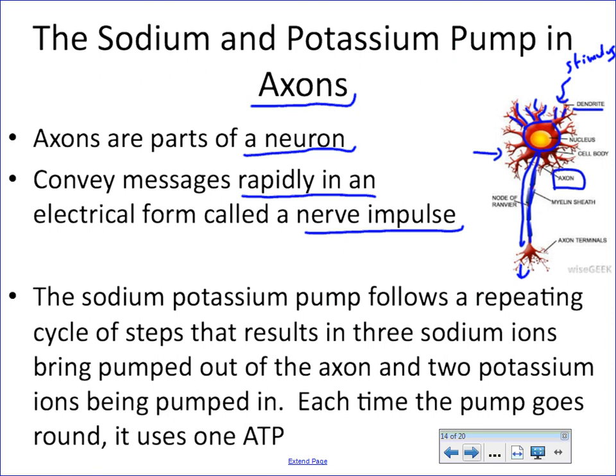So to pass on that electrical signal, the neuron will use a sodium-potassium ion pump that will follow a repeating cycle of steps that will ultimately result in 3 sodium ions being pumped out of the axon and 2 potassium ions being pumped into the axon. So 3 sodium ions being pumped out of the cell, 2 potassium ions being pumped into the cell. And each time the pump goes around, it will use 1 ATP. So to get the 3 sodiums out and the 2 potassiums in, 1 ATP is going to be used.